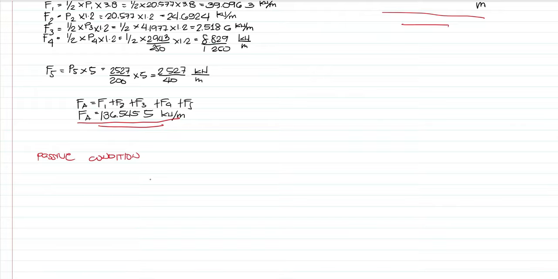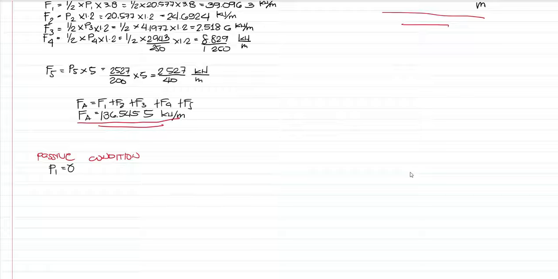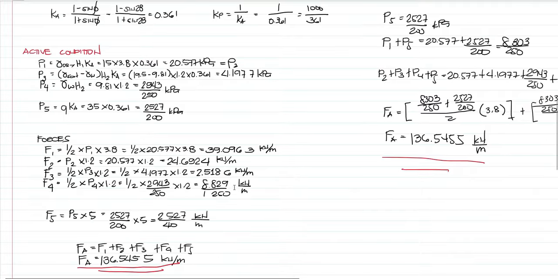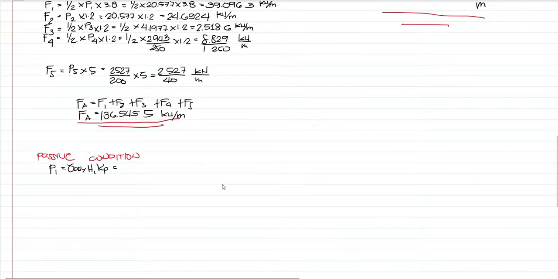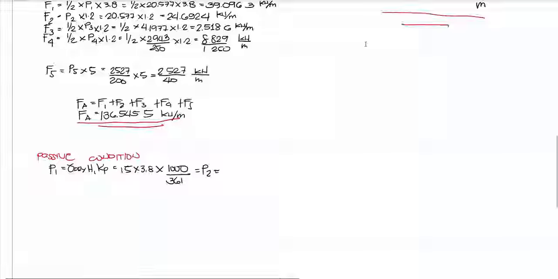So, ang individual pressure conditions natin will be P sub 1. Syempre, yun pa rin yung lateral earth pressure ng soil. So, that is gamma dry H1 Kp. That is 15 times 3.8 times 1,000 over 361. Syempre, this will be equivalent to a value ng P sub 2 na din kasi pares lang naman sila. So, that will be equal to 3,000 over 19.